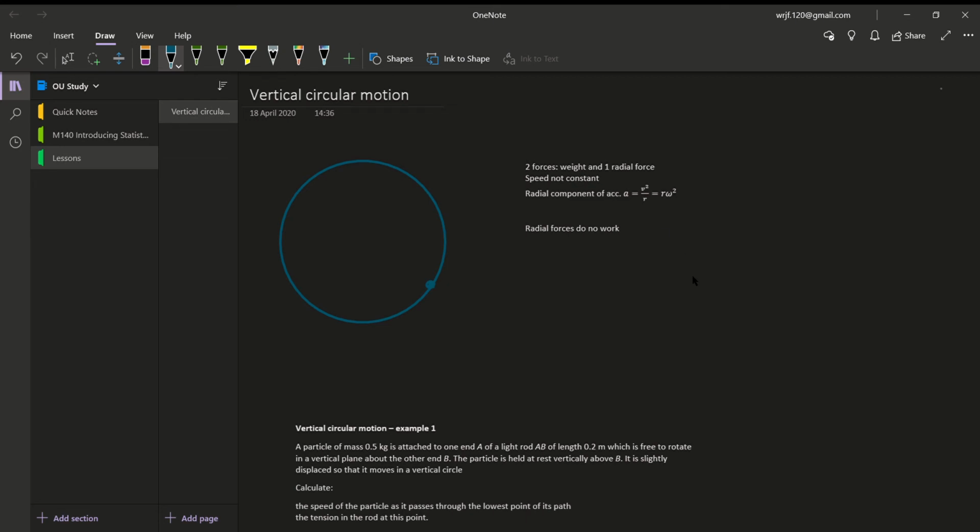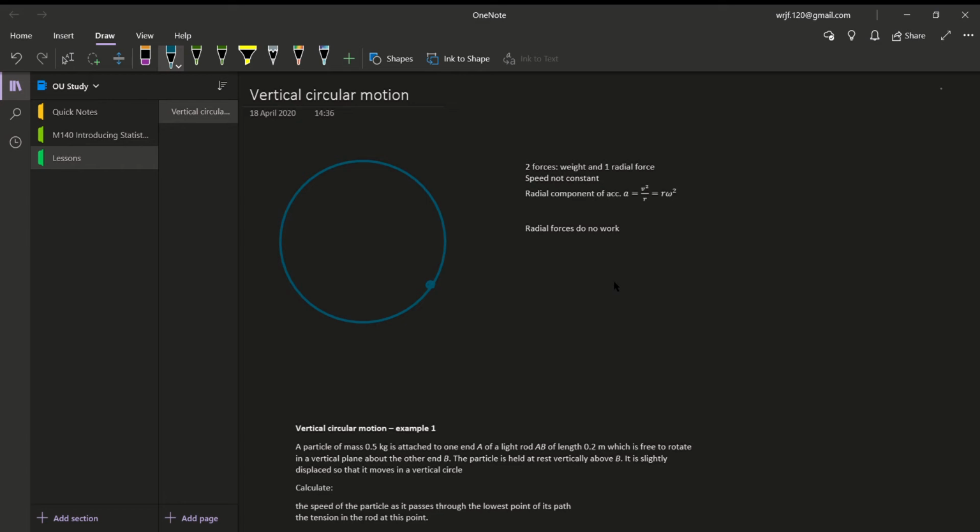In this video I want to look at vertical circular motion, following on from your study on horizontal circular motion. You should read the notes and examples on vertical circular motion before you watch this video. I just want to pick out one or two important points to highlight and work through a relatively straightforward example. This is just an introductory thing.